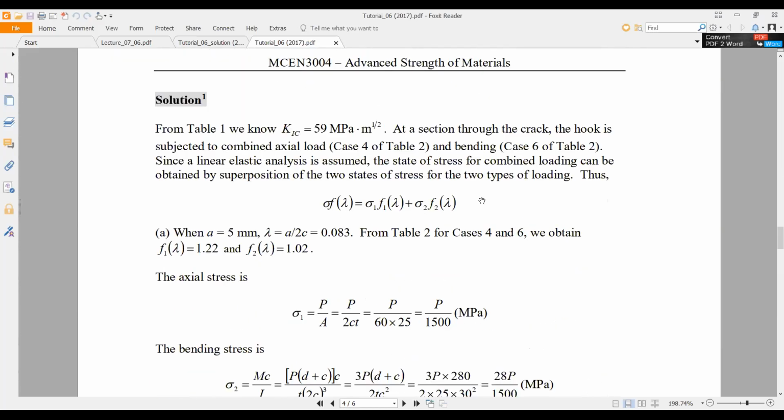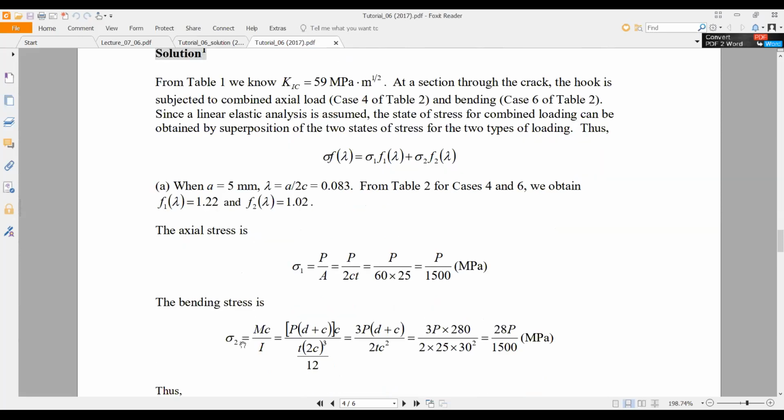Then you can find the axial stress. It is very easy because the axial stress is P upon A. For the sectional area, you can find 2C times T. Then you can find the stress, but stress in terms of P, because we are going to find the maximum P value. So this is the stress.